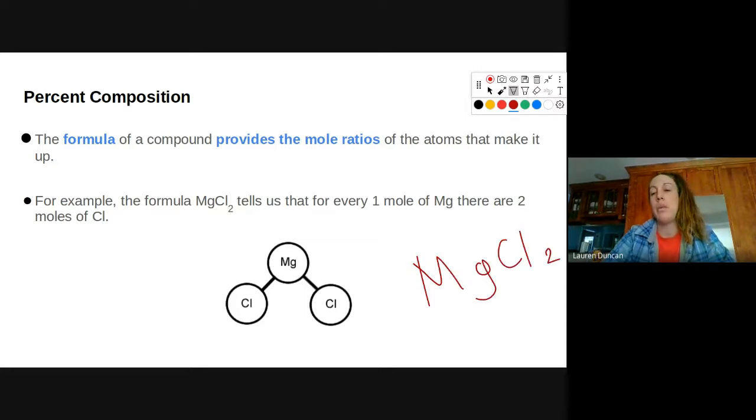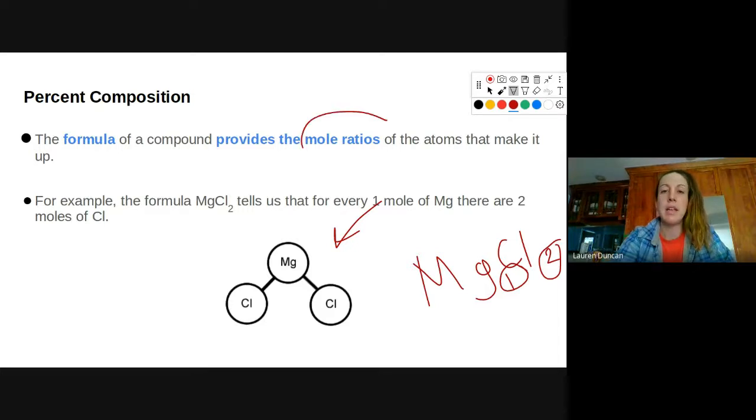So when we look at a chemical formula like MgCl2, we can kind of think of it two ways. We can think of it as if I had one individual magnesium chloride molecule, there's one magnesium atom in that molecule for every 2 chlorine atoms. Or we could think about it in terms of the subscripts, the 1 and the 2 in this case, giving us the mole ratios of each element in that particular compound.